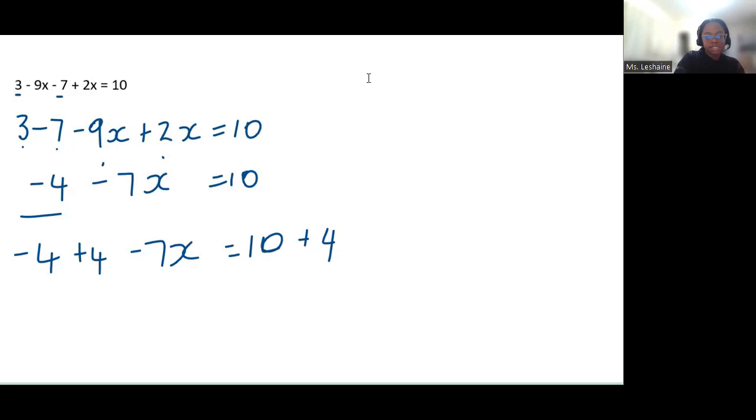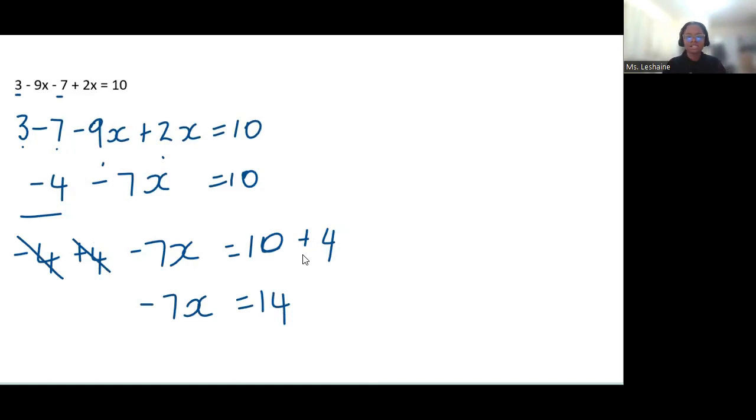Now notice that I have the same problem as above. I only added a 4 to both sides, all right? So it's not a different problem. I did not do anything else other than add a 4 to both sides. And the purpose of adding a 4 to both sides is to go ahead and zero that out. So I have negative 7x is equal to 14.